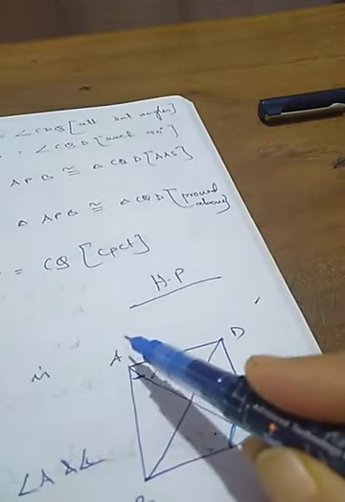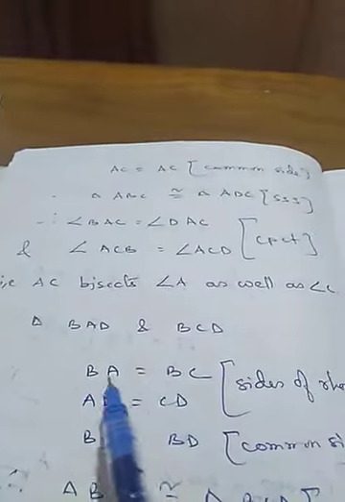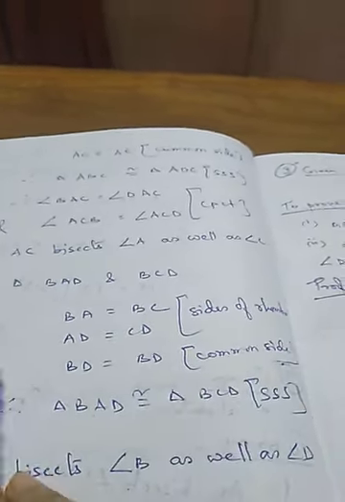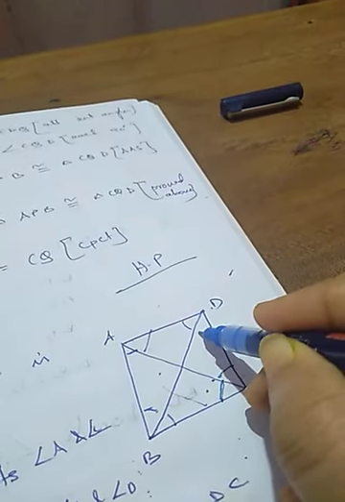Now comes to the two triangles, angle ABD and angle BCD. Here also all the sides are equal, so AB equals BC, AD equals CD, sides of the rhombus, and BD equals BD, common side. So these two triangles are congruent, therefore this angle equals this angle and this angle equals this angle with the help of CPCT. So hence BD diagonal bisects angles B and D as well. So hence proved. I think you have understood.